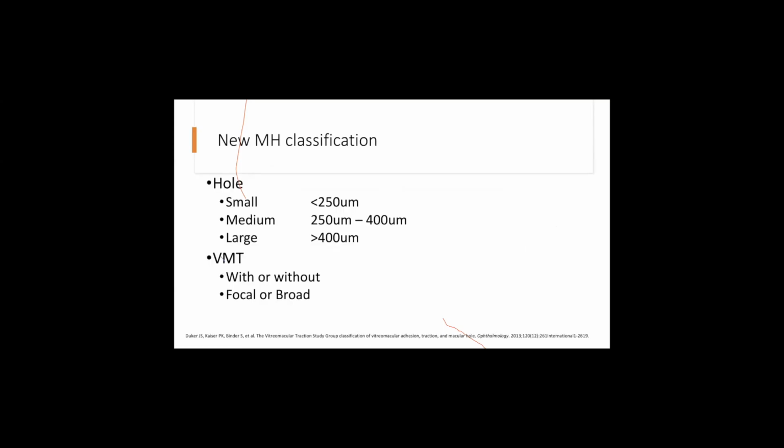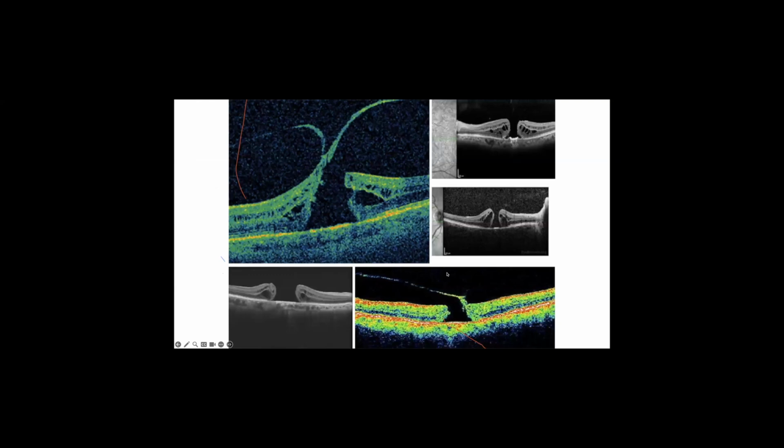In order to classify the holes, we have to know the measurements. So a small hole is less than 250 microns. A medium hole is between 250 and 400 microns. And a large hole is greater than 400 microns. Once again, we decide whether there is VMT or not. So we have a few examples here. We have a moderate sized hole with vitreomacular traction. We have a large hole with no vitreomacular traction. And here we have a small hole. So it's very easy to use the new staging system.